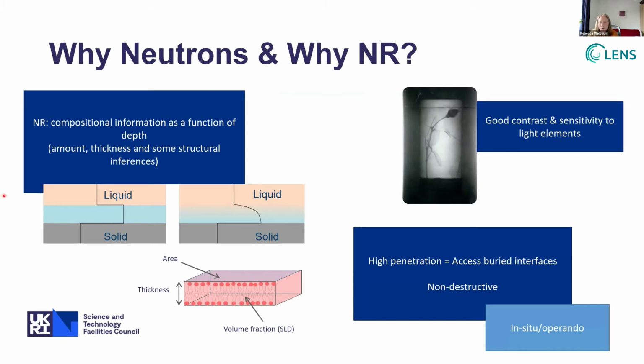Now, as you've already been introduced to, neutron reflection is a good technique for giving us compositional information as a function of depth from an interface. I've labeled this up as being a solid liquid interface, but it could equally be a liquid air or solid air interface. And we know that neutrons are very good for light elements. So in this case, it means they're very good for looking at that water and the organic film. They're also highly penetrating and non-destructive. So the neutron beam itself is not going to be oxidizing our film, unlike if we try to use X-rays.